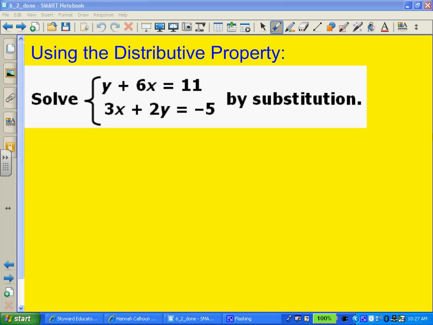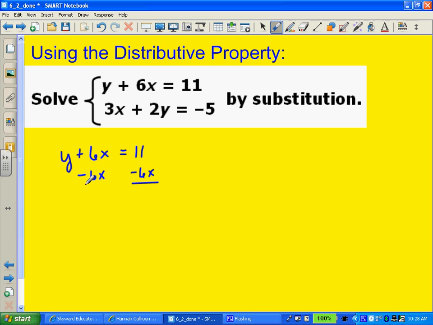I need to pick an equation and solve it for a variable. Now usually I'm going to choose the equation that has a variable that has a coefficient of 1. So see here we have y with a coefficient of 1, so I'm going to choose that equation and solve it for y. Now I don't have to do that, but it's going to make things a lot easier if I do it that way. So to solve for y, I have to subtract 6x, so I have y equals negative 6x plus 11.